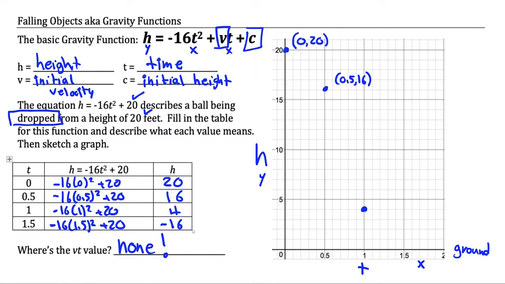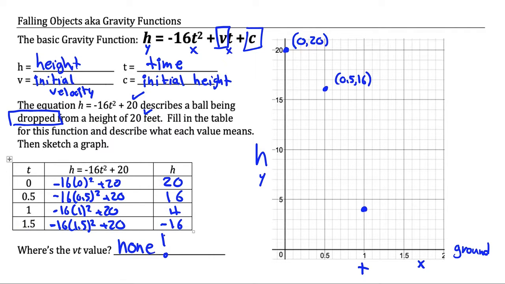If you notice, if you drop something, it doesn't really fall very fast right away. It takes some time to build up some speed. So the second half second, the next half second, it's falling a lot faster. Look how much distance it's traveled after that second half second.